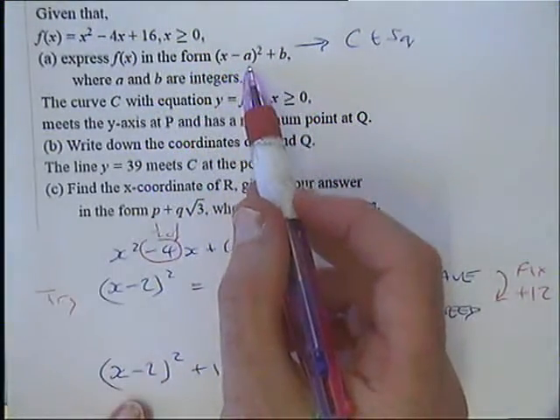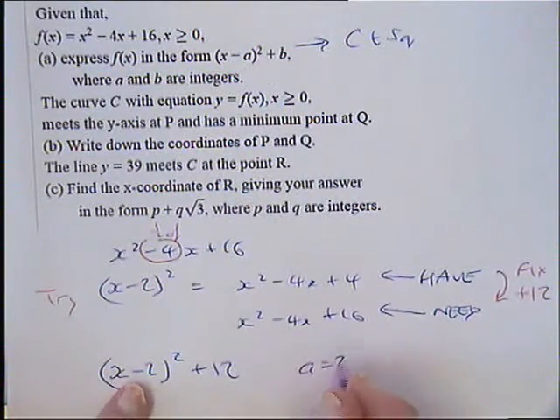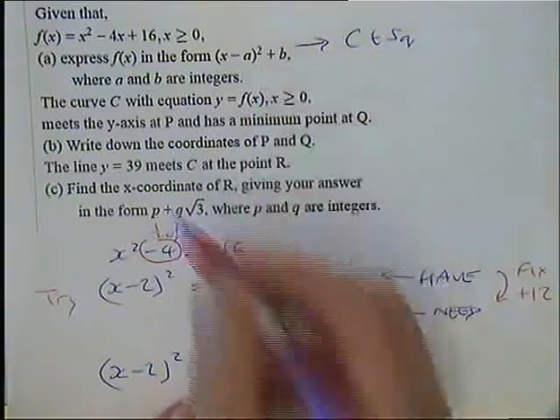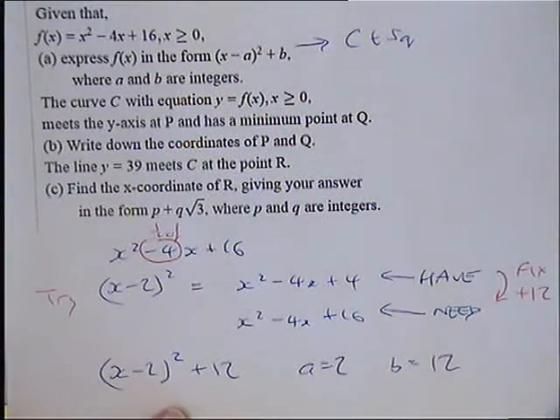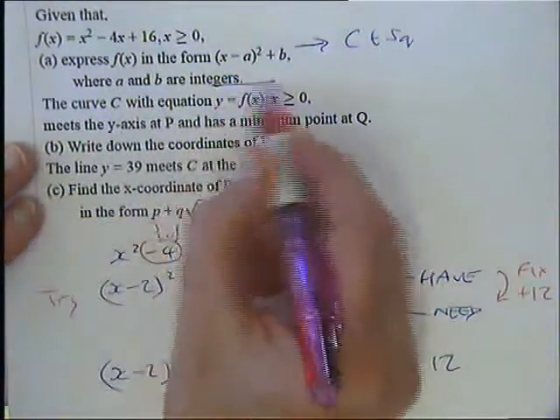So my A should be coming after a negative sign. That's going to be the 2. So my A here will be 2. And my B here should be a number added on at the end. That will be the 12. Okay? That's the first bit. So I've now done, I'm down to here.